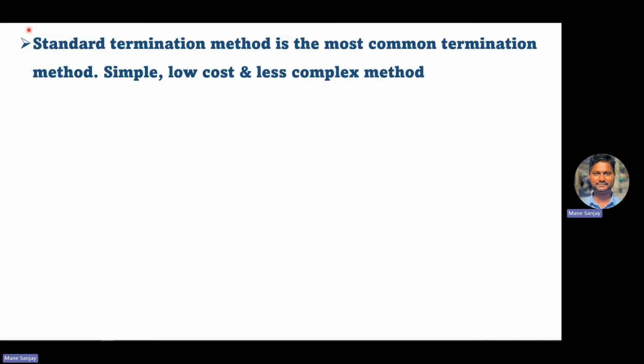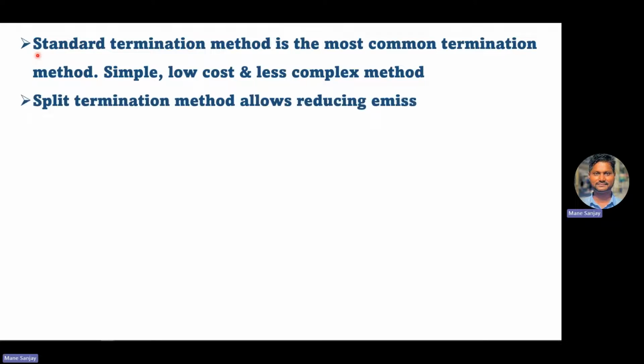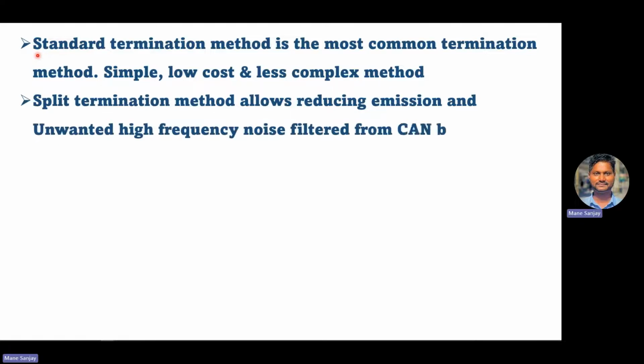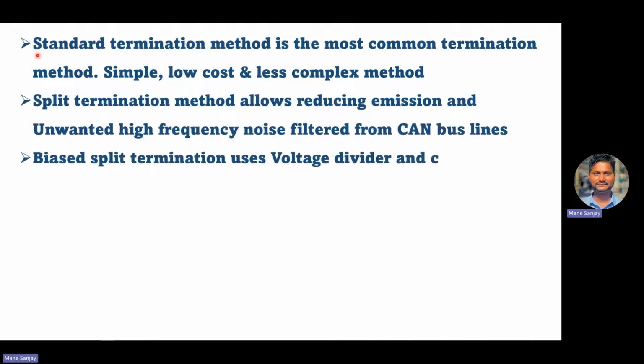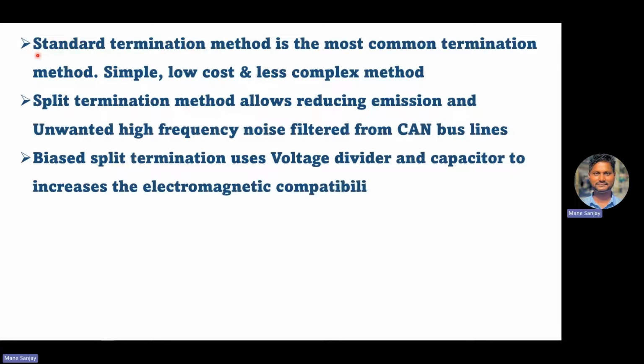So standard termination method is the most commonly used termination method. What are the reasons? The reasons are it is a simple, low cost, and very less complex method. So split termination method allows reducing the emission and unwanted high frequency noise filtered from the CAN bus line. That is the benefit of the split termination. The bias split termination uses the voltage divider and the capacitor to increase the electromagnetic compatibility performance. That is the benefit of the bias split termination compared to the split and the standard.